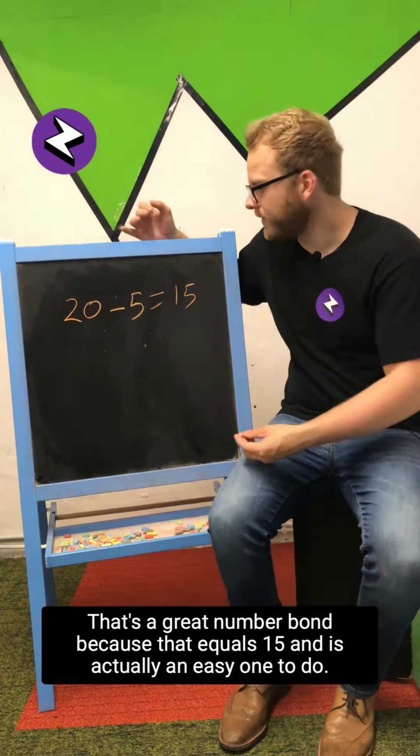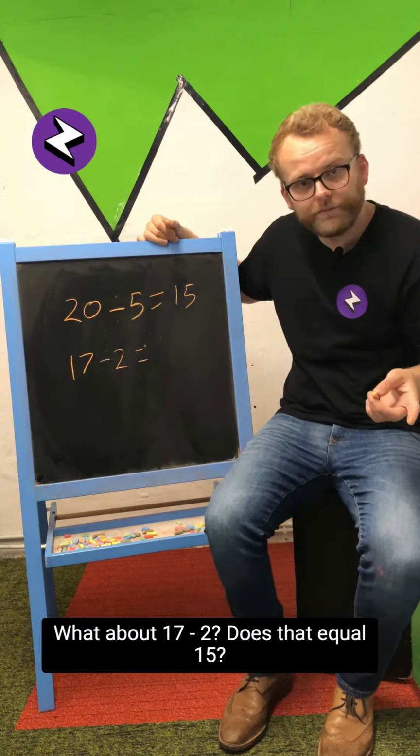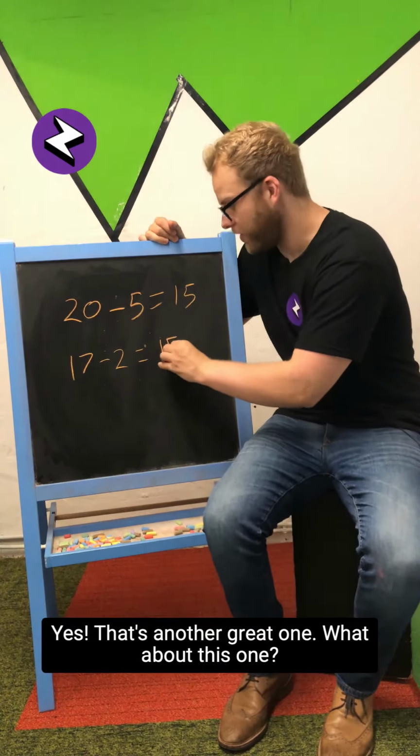Okay, what about this one? What about 17 take away 2? Does that equal 15? Yes, it does, well done. So that's another great one, okay?